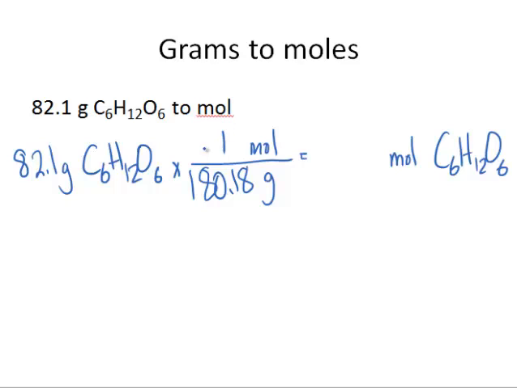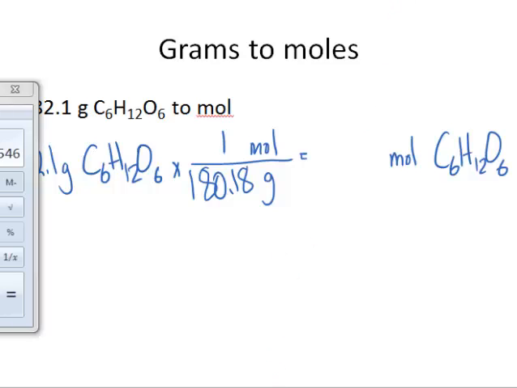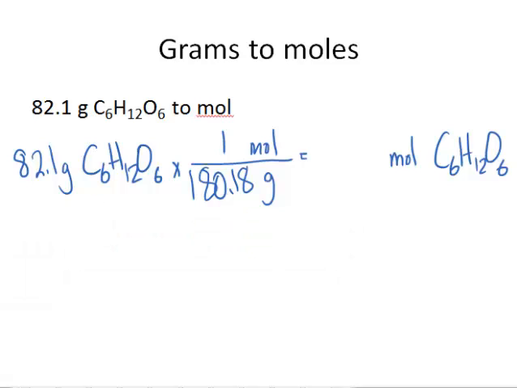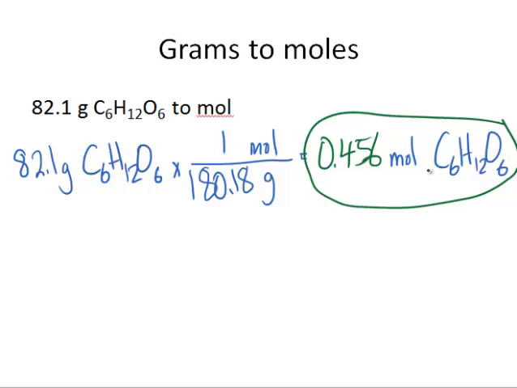Remember, I take a calculator, and then you divide by 180.18. So 82.1 divided by 180.18, and that gives you your answer. When I type it in my calculator, I get this huge long answer, and obviously you're not going to write all this down. You write out how many digits? 3 digits. So I write those 3, 0.455. Again, the 0 in the front doesn't count, but notice the digit after the 5 is a 6, so it rounds up. So the answer is 0.456 moles of C6H12O6.